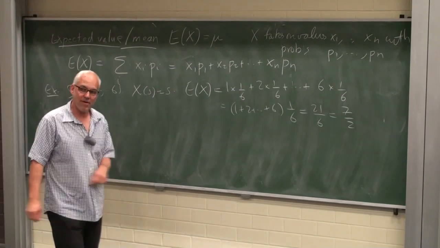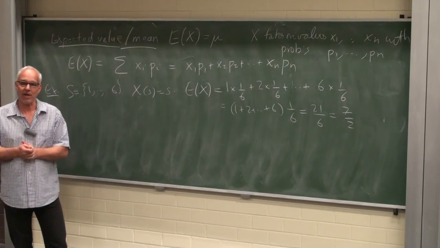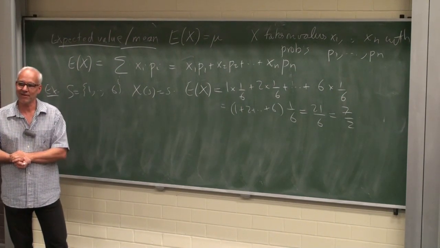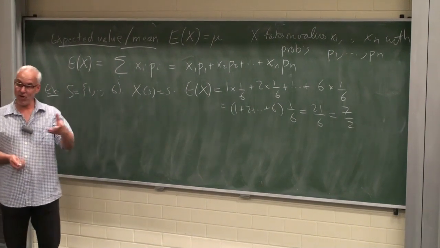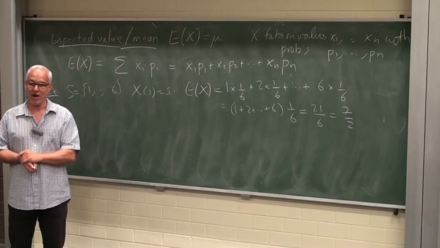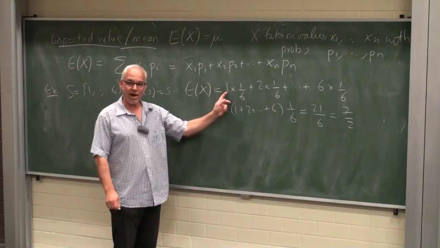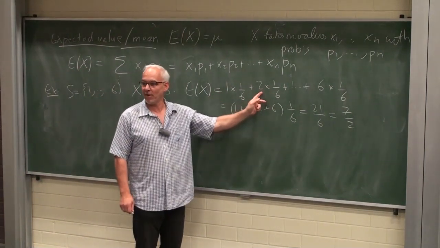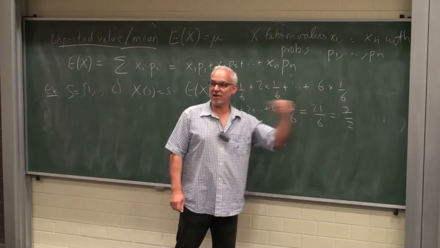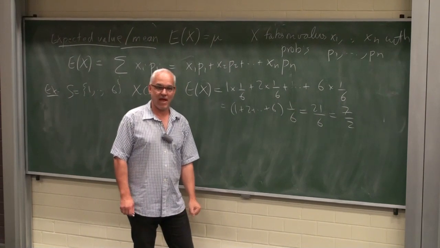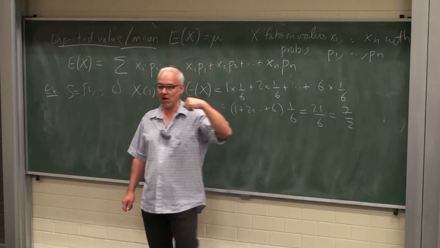So if we play a game, and you roll a dice, and whatever number you get, I give you that number of dollars. Sometimes you get $1, sometimes you get $5, sometimes you get $6. I give you the number on the dice. Then 1/6 of the time you're going to get 1, 1/6 of the time you're going to get 2, 1/6 of the time you're going to get 6. This is the expected value that you're going to get. That means over the long run, you can expect to make 7 halves or $3.50 per throw.